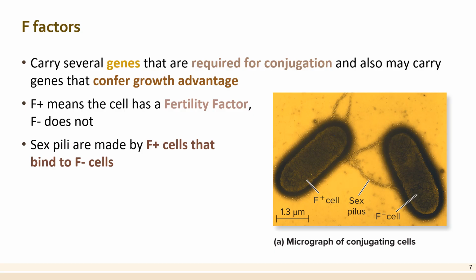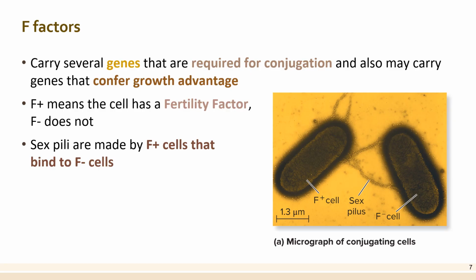An F factor plasmid is going to carry all of the genes that are required for conjugation. They might also carry some advantageous genes that do something else for the bacteria. It doesn't have to just be the fertility factor. We say that a cell that has the fertility factor is called an F positive cell, and one that does not is called an F negative. So that F positive cell is going to be the donor. The F negative is going to be the recipient cell.